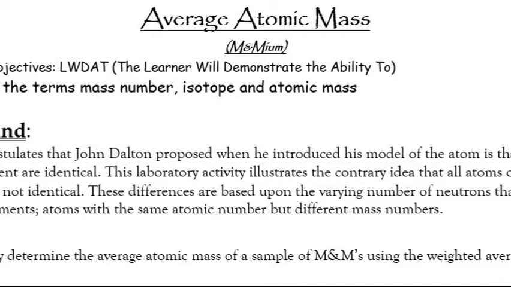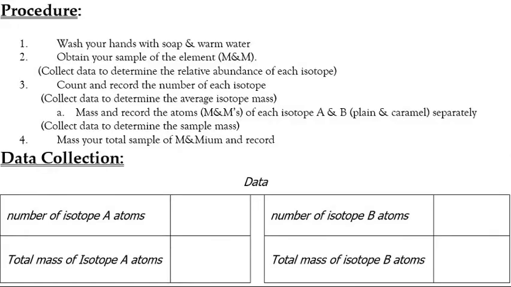So today we're going to be looking at the average atomic mass, and to do that we will use the M&Mium lab. So let's get going. Okay, so let's take a look at the procedure, and you will also need either a copy of the lab that you've printed out from Schoology, or you'll need to copy down this data table.